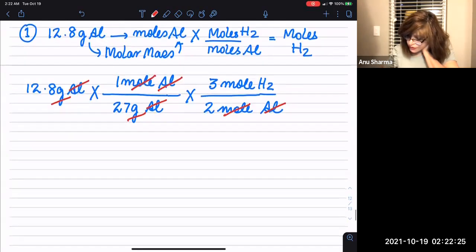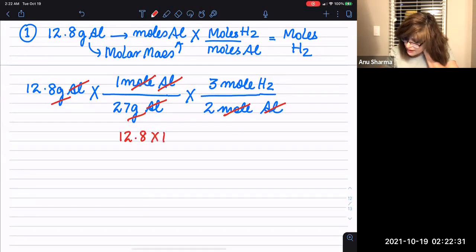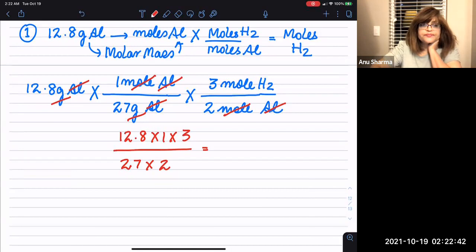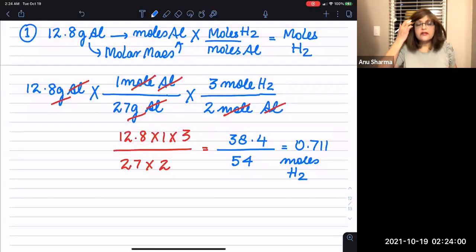So what do you get here? You get 12.8 times 1 times 3 divided by 27 times 2. And let's do the math. 12.8 times 3 gives you 38.4, and 27 times 2 gives you 54. So you get 0.711 moles of hydrogen. Okay.